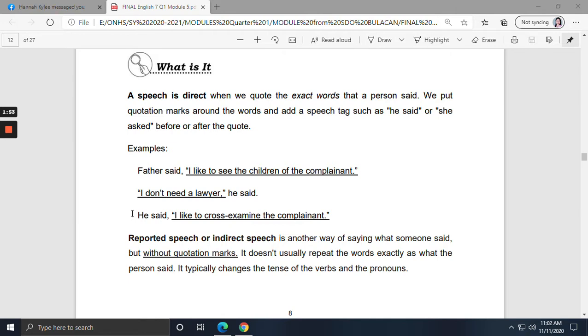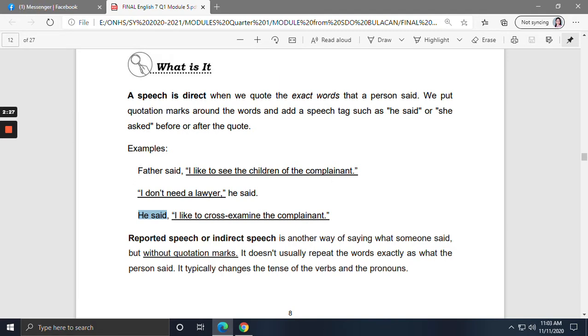In the direct speech, it is composed of two parts. The first part is called the explanatory part. Based on the first example, you can find the explanatory part in the first part of the sentence. While in the second example, you can find the explanatory part in the last part of the sentence, or in the last part of the speech. And in the third example, same with example number 1, it is found in the beginning.